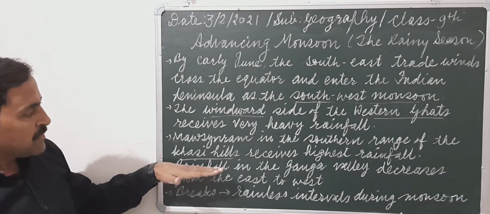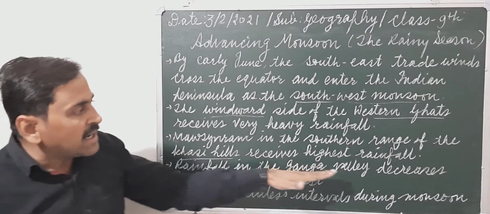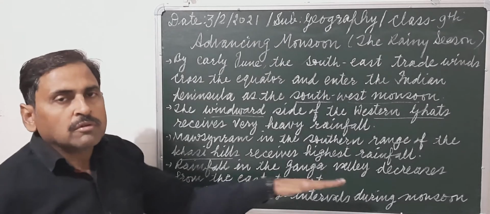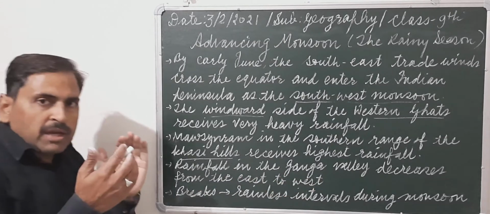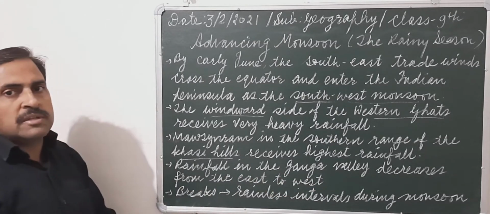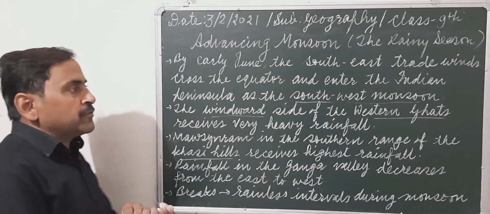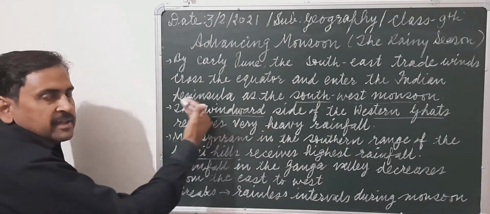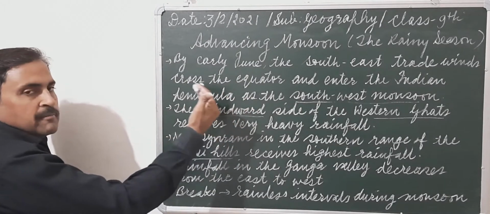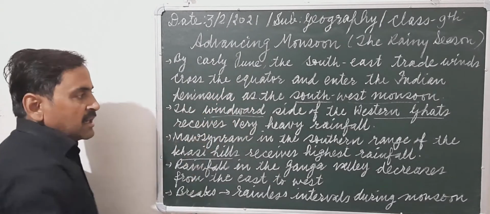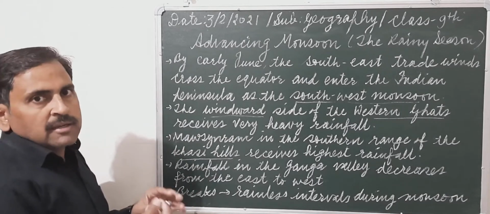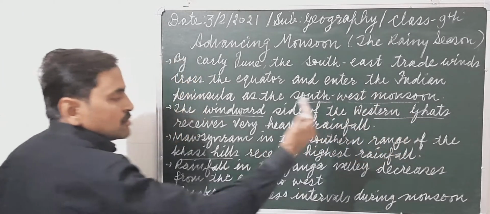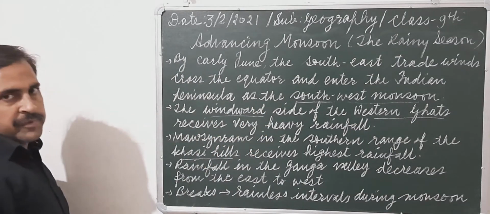And next, rainfall in the Ganga Valley decreases from the east to west. The Bay of Bengal branch of the monsoon moves from West Bengal towards the western part of Uttar Pradesh, Haryana, Punjab, Rajasthan, and that's why the amount of rainfall decreases from east to west.